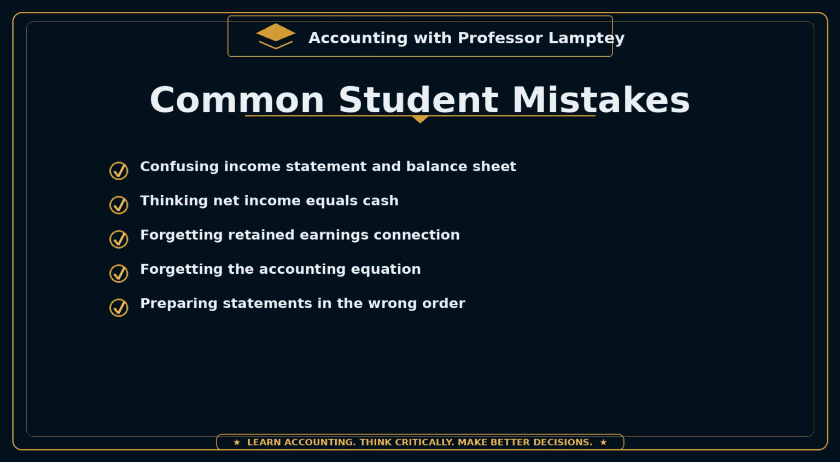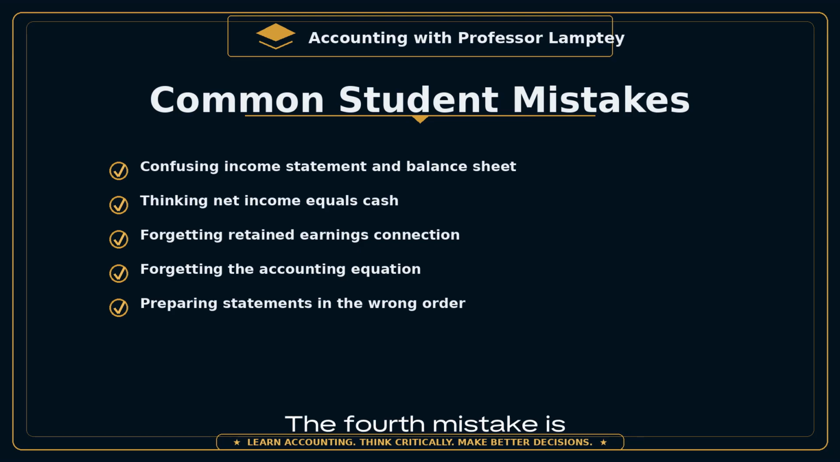The second mistake is thinking net income is the same as cash. It is not. Net income measures profitability. Cash flow measures cash movement. A business can have net income but still have cash problems. The third mistake is forgetting that retained earnings connects the income statement and the balance sheet. Net income increases retained earnings. Dividends decrease retained earnings. Ending retained earnings appears in equity on the balance sheet.